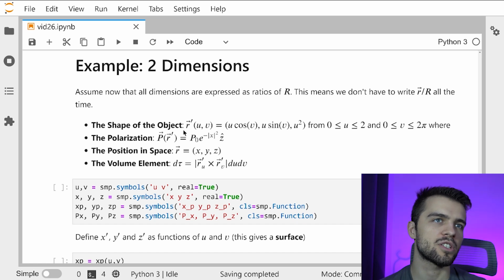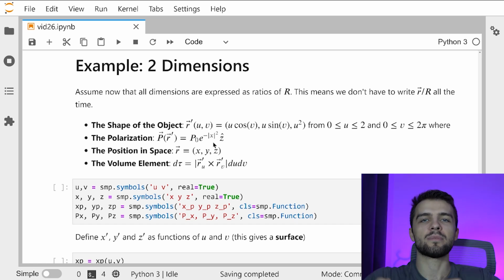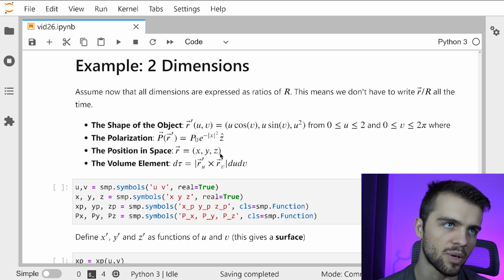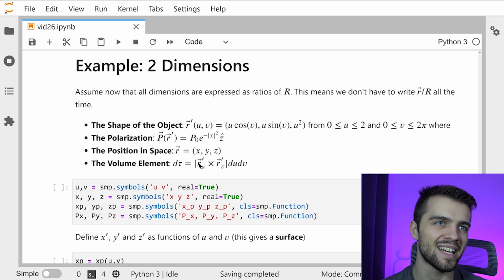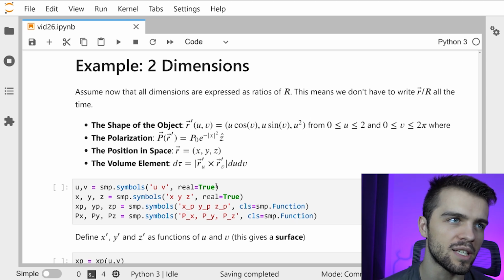The polarization is just given by this function here. It's just e to the negative absolute value x squared. Just something that sort of increases with x. So you see how the geometry is sort of messed up. It's a parabola, but it decreases with x. The position in space, again, x, y, z, that's the location, and the volume element looks like this, where r prime u is the derivative of r prime here with respect to u, which is easy to take.